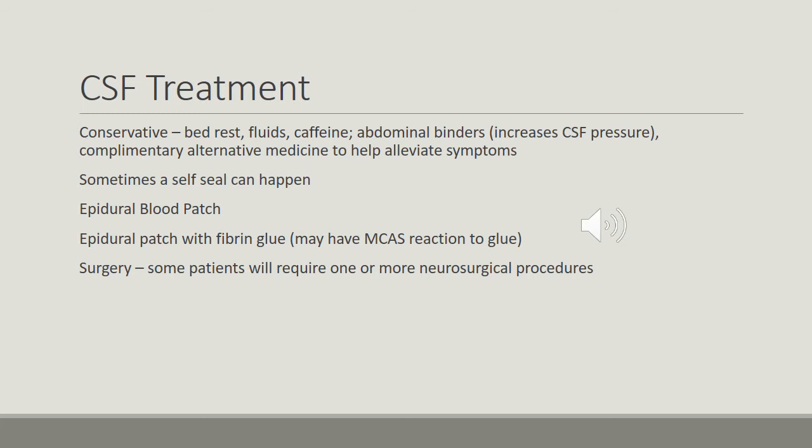The epidural patch with fibrin glue has been shown to work a bit, though those with mast cell activation syndrome have shown to be a bit more reactive to the glue. And then as a last resort, surgery. Some patients will require one or more neurosurgical procedures to help fix this. But you want to exhaust these conservative approaches and treatments as best as possible, not only so that you can hopefully feel better, but that if you do end up needing surgery, you're that much further along.